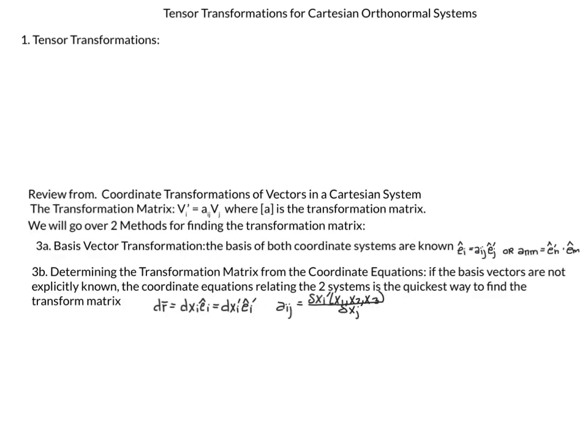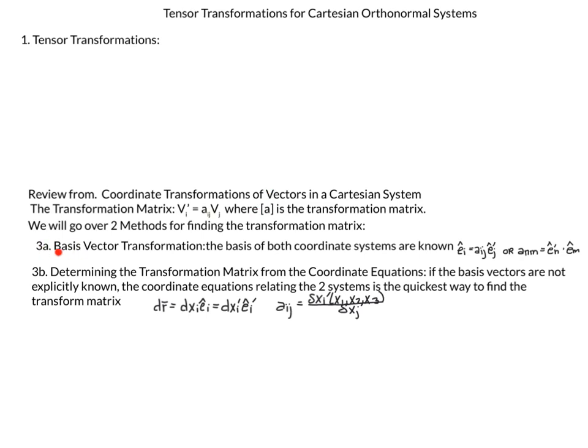The first thing I have for you is a little review, here for your reference from our previous video, in which we looked over coordinate transformation of vectors in a Cartesian system. And we had this transformation matrix A, or A_ij, that would take a vector in an unprimed coordinate system to a vector in a primed coordinate system. And we were looking for ways to find this transformation matrix A_ij.